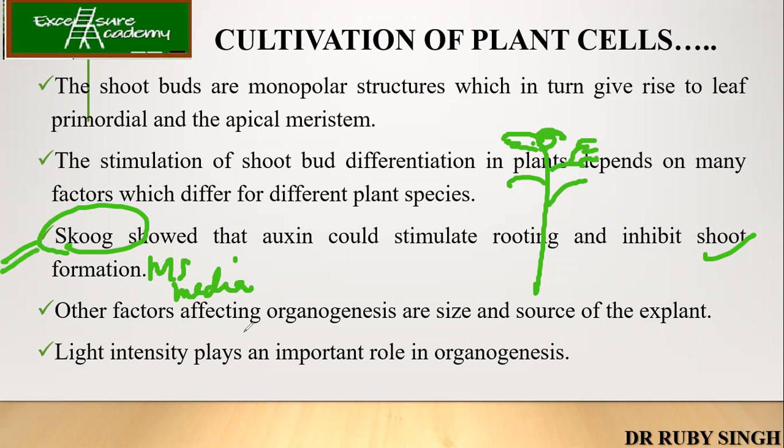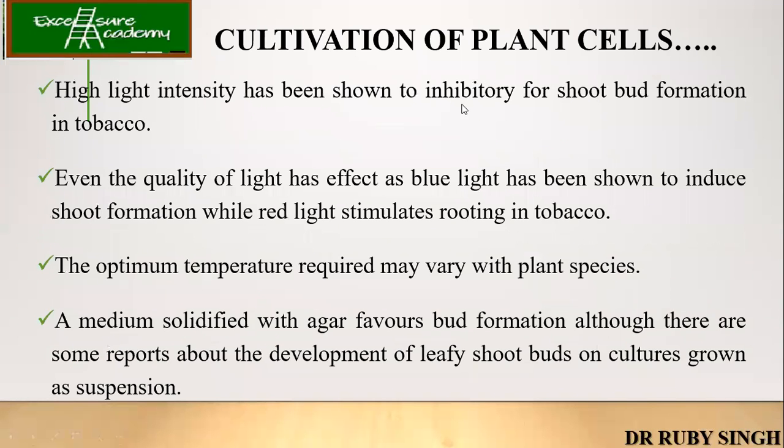The other factors which will affect organogenesis are the size and the source of the explant. Light intensity also plays an important role. Of course, plants need light in order to carry out photosynthesis. High light intensity will be inhibitory for shoot bud formation, and that's why whenever there is a high intensity of light, or even if sunlight is present, the plants will not grow taller. It will start lateral branching.